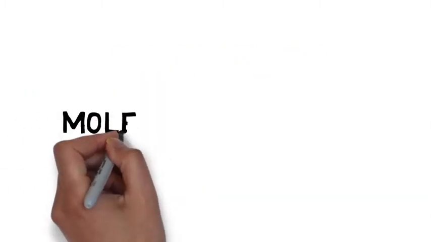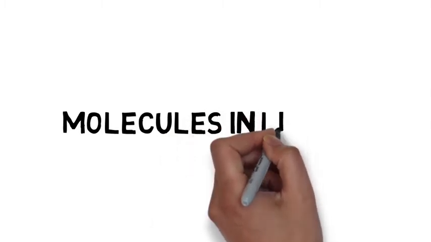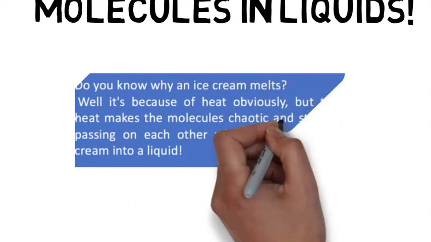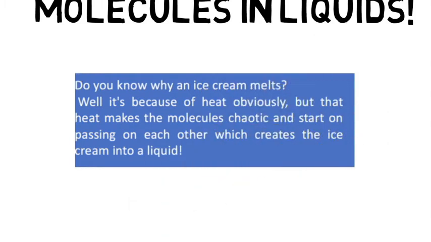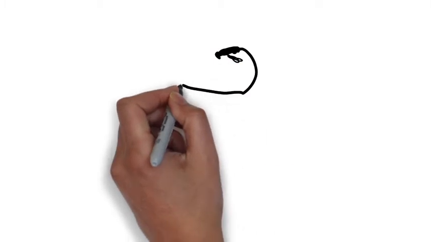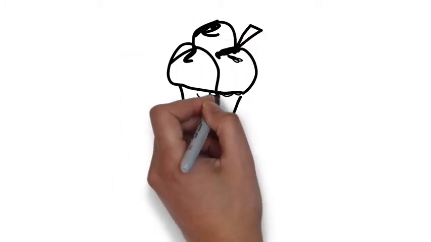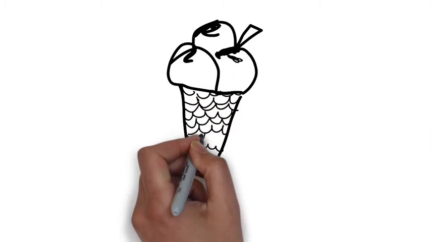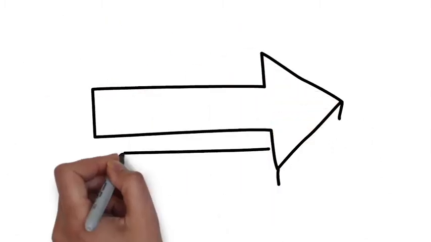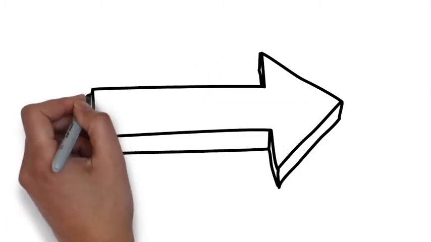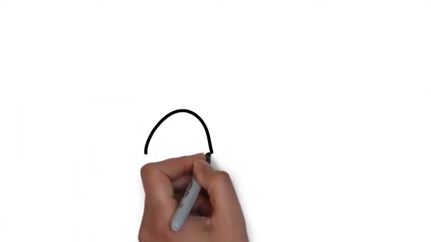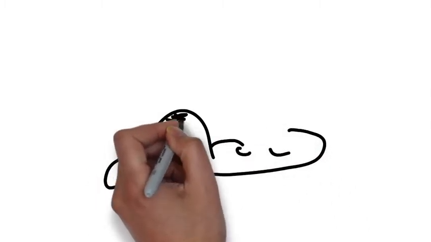So then comes molecules and liquids. Now this is very interesting. Have you ever wondered why your ice cream melts? Well, it's because of heat, obviously, but the heat makes the molecules go energetic, which starts getting chaotic and passing by each other, which means the ice cream can't be a solid anymore, and it turns into a liquid. So here's how it works. This ice cream cone right here, my ice cream, is going to melt now, since the molecules start getting chaotic and passing by each other. So this is the final result, since it's not a solid anymore.